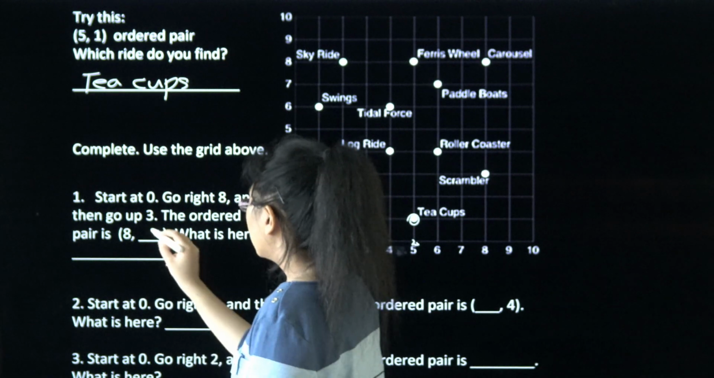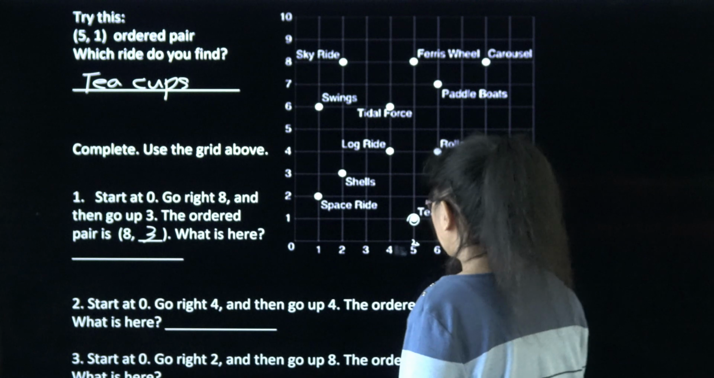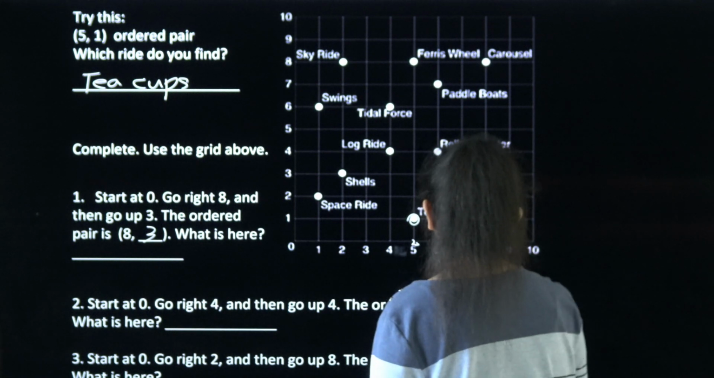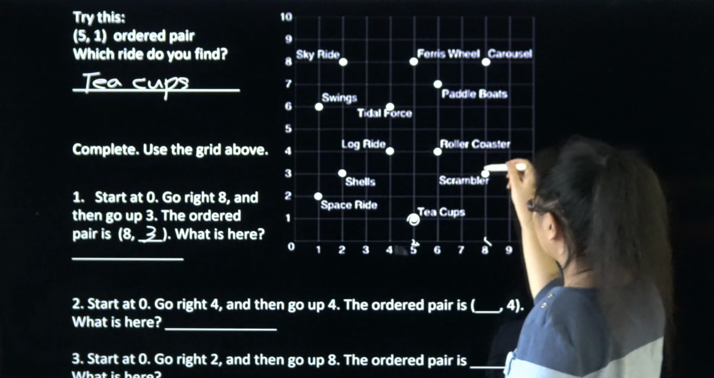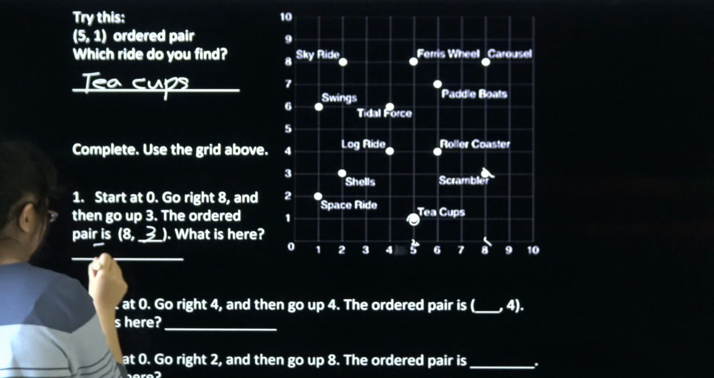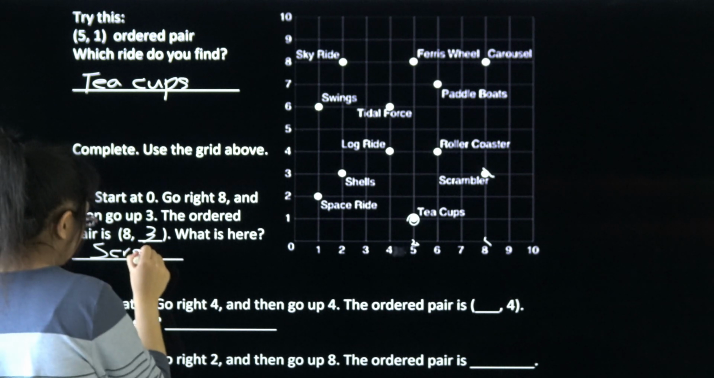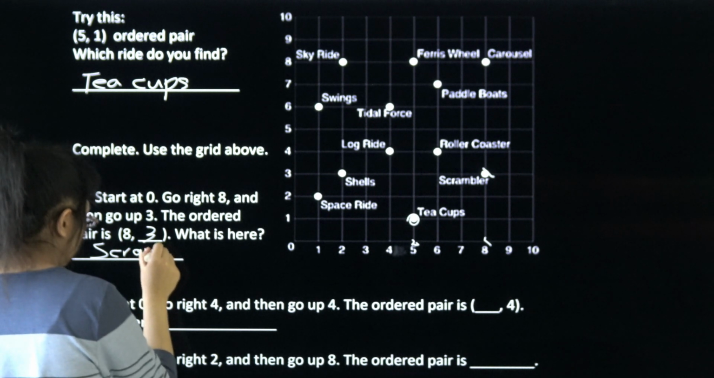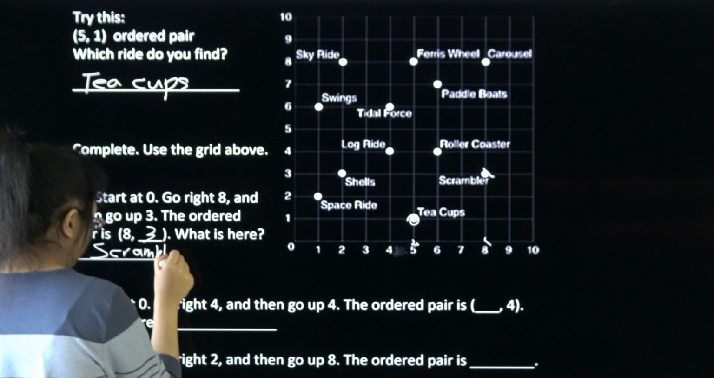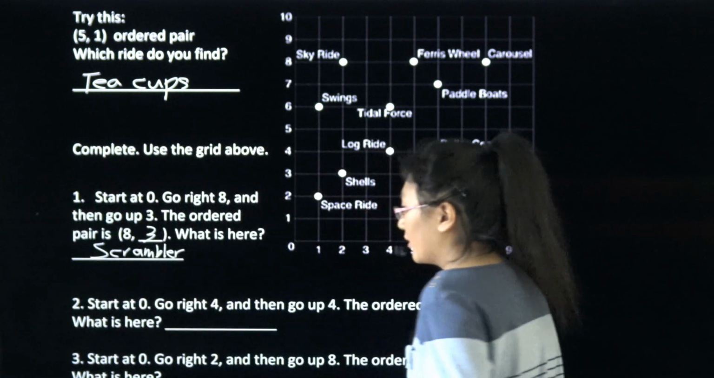3. So we write 3 here. What is here? Well, let's go to 8, which is here, and then let's go up 3, which is here. It's a scrambler. So we write scrambler. Now for question number 2.